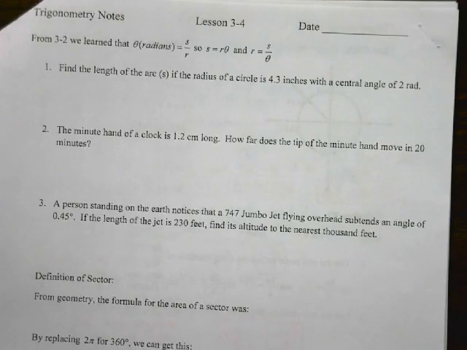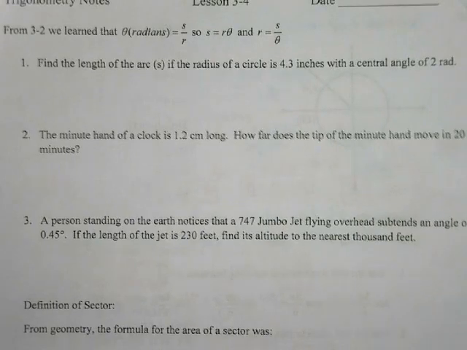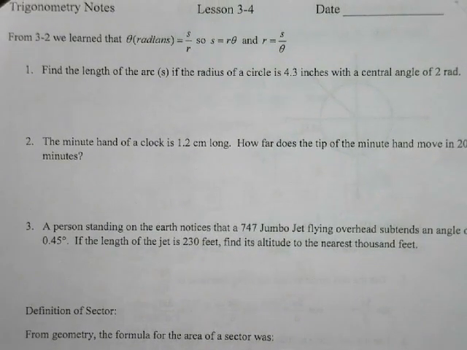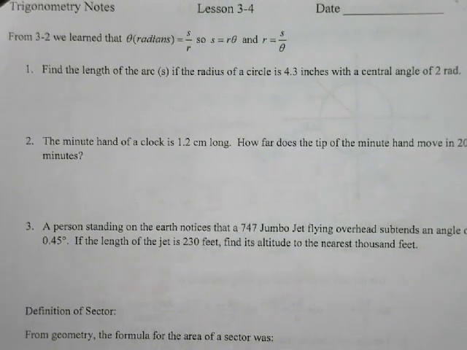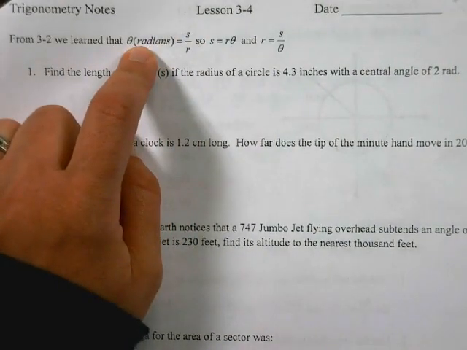Okay, so 3-4 talks about arc length and area of a sector. So remember from, I believe it was 3-2. Oh yeah, it says it right there. It says that we defined radians as arc length divided by a radius. Remember that? Well, we can rearrange this guy depending on what we want to find.